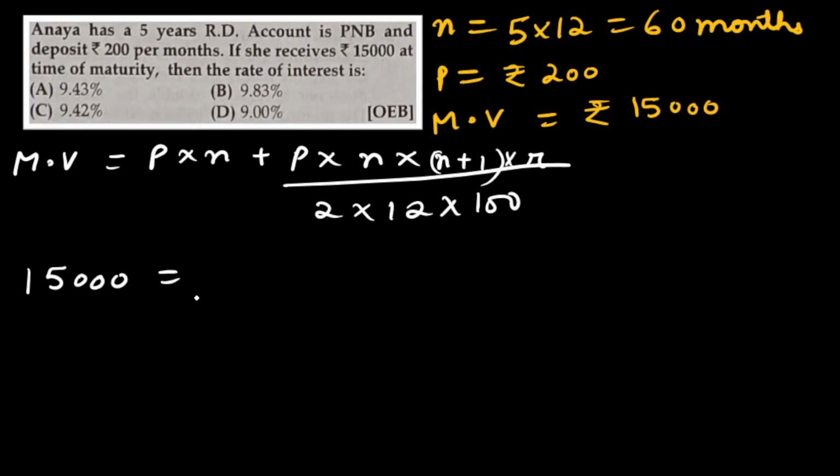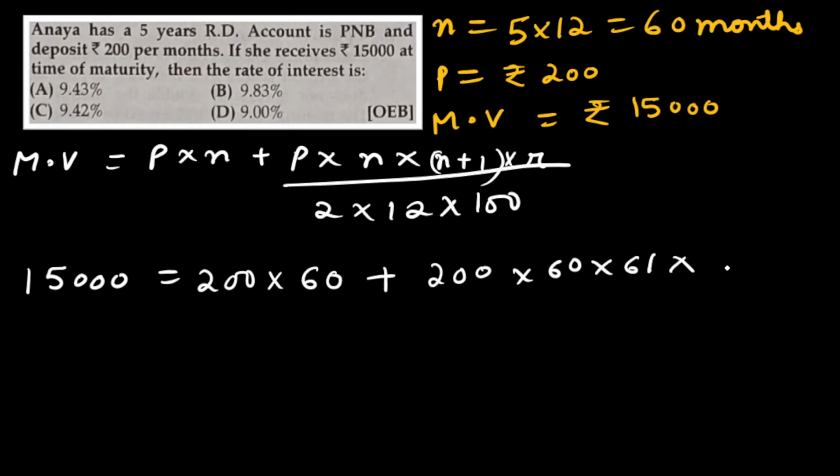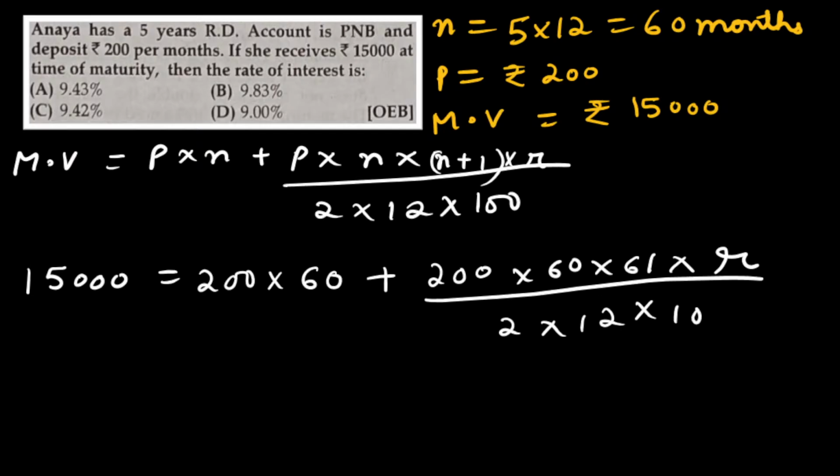MV's value is given to us as 15,000. P's value is also given, P is 200. N is also given, 60. So 200 into 60 plus 200 into N plus 1, which is 61, into R. R we have to find, so let it be R only, over 2 into 12 into 100. So 2 zeros here we can cancel. 2 and 2 will get cancelled. 12 into 1, 12 into 5.